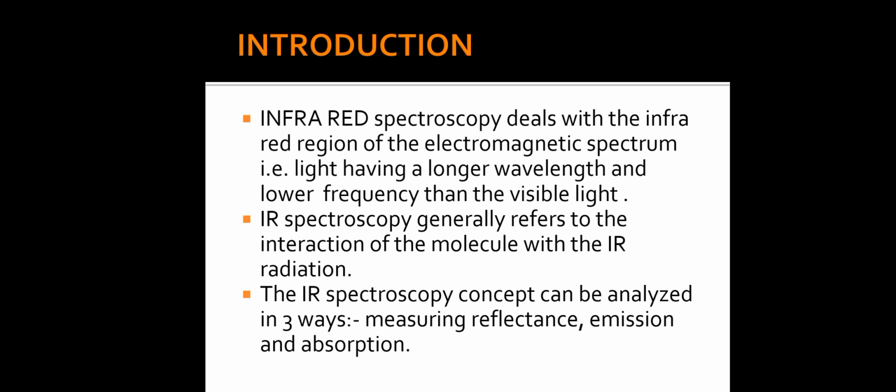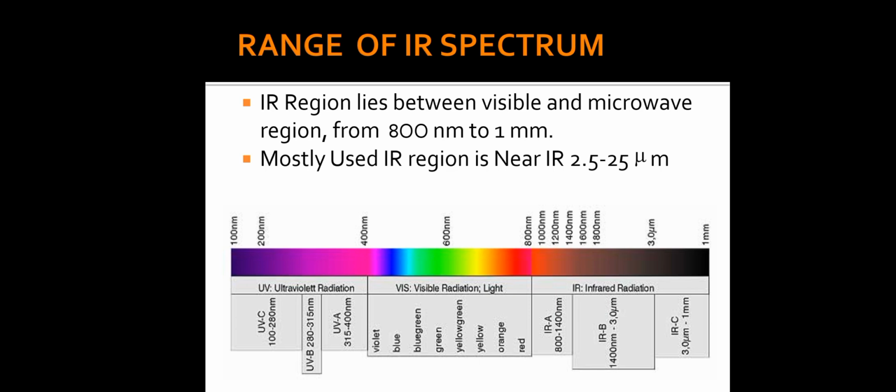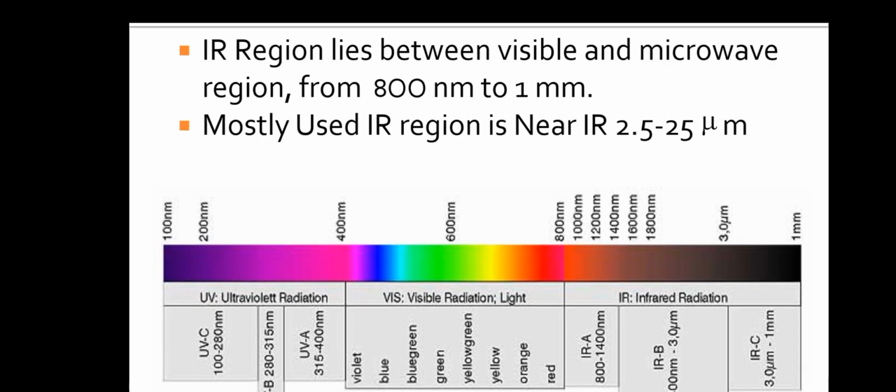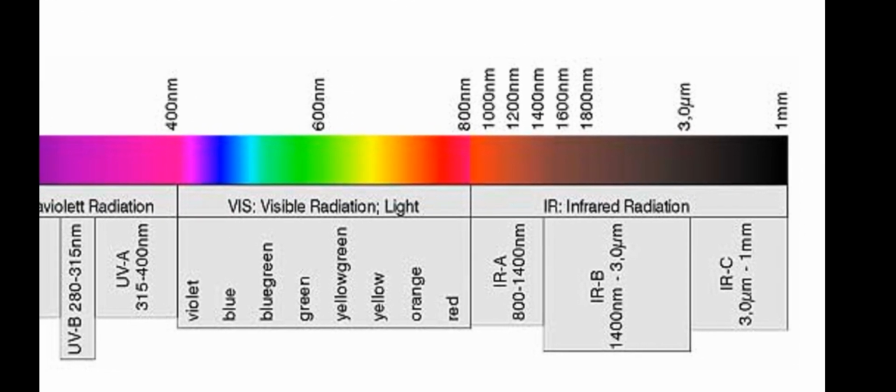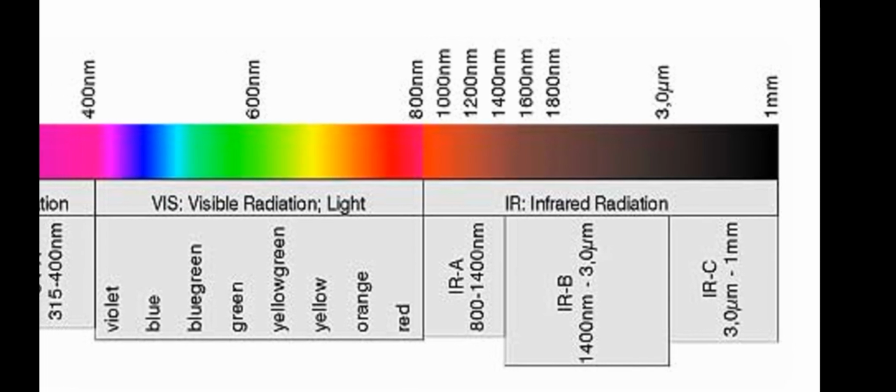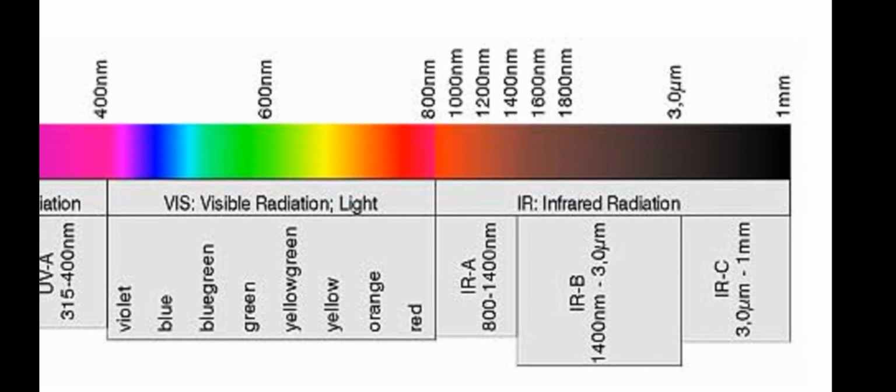The IR spectroscopy concept can be analyzed in three ways: by measuring reflectance, by measuring the emission, and the absorption of the molecule. Now, the range of the IR spectrum lies between the visible and the microwave region. From 800 nanometer to 1 millimeter is its range. As you can see in the diagram, the infrared region lies from 800 nanometer to 1 millimeter, and after 1 millimeter the microwave range starts, and before 800 nanometer the visible radiation starts.